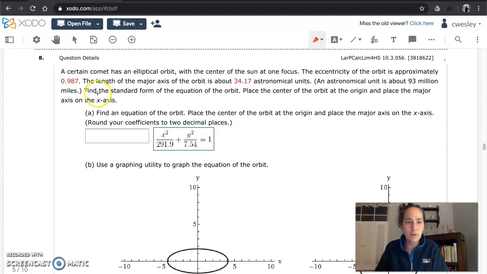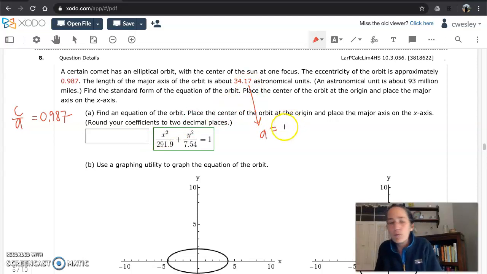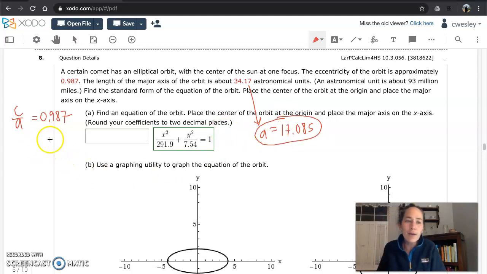I think my best bet is to use this side over here. So c over a equals 0.987. That's going to help me. If I know one of these things, I can get the other one. Oh, look, the length of the major axis is about 34.17. So the whole major axis is that many astronomical units. So a is going to be half of that. a is going to be half of 34.17, so 17.085. Circle that so we don't lose it. And that automatically gets us c.